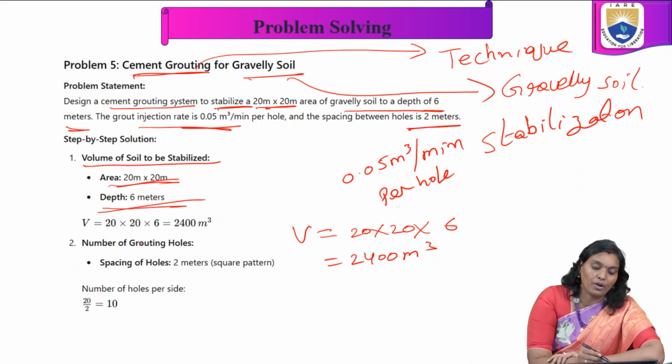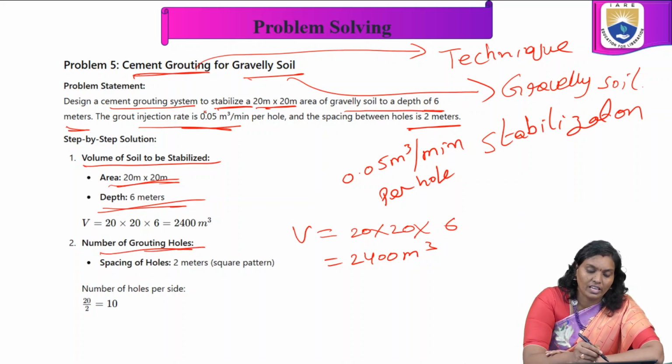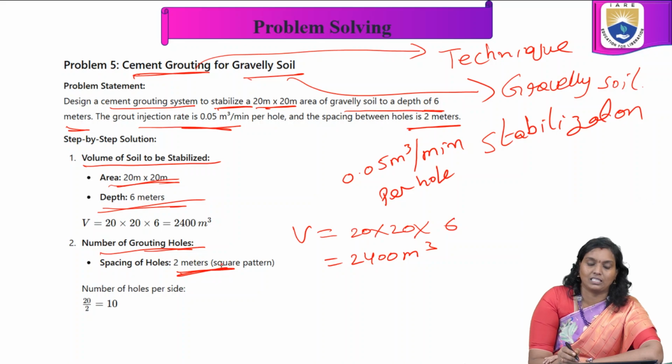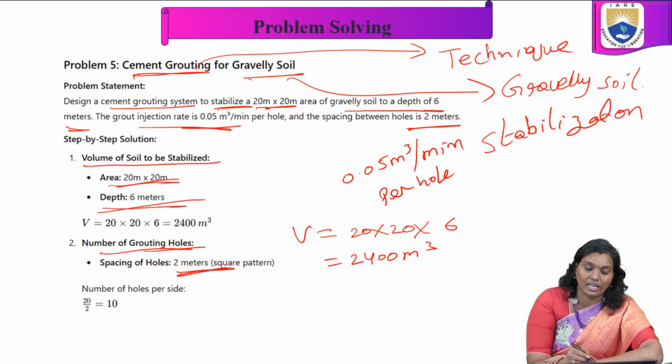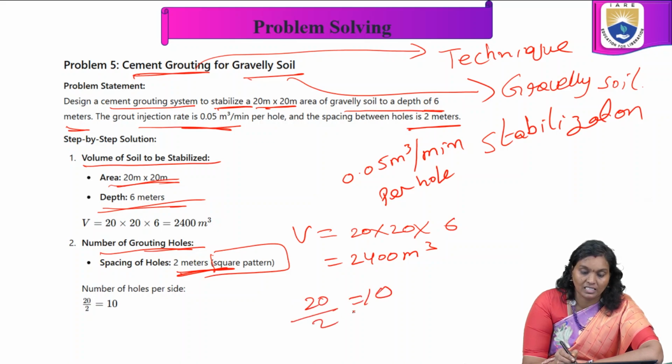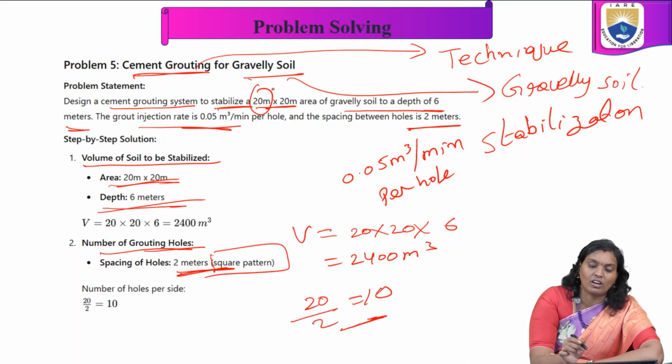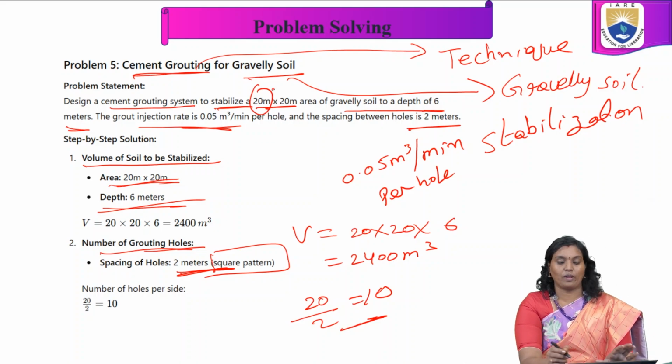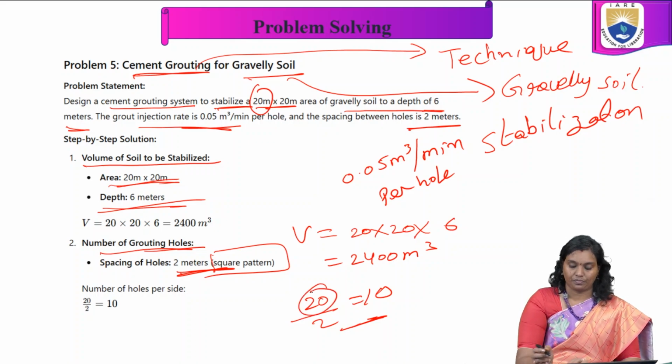Next, the number of grout holes. Here we are going to consider 2 meters spacing between holes, in a square pattern. So the number of holes per side is equal to 20 by 2, that is 10, because one side of that square pattern is 20.